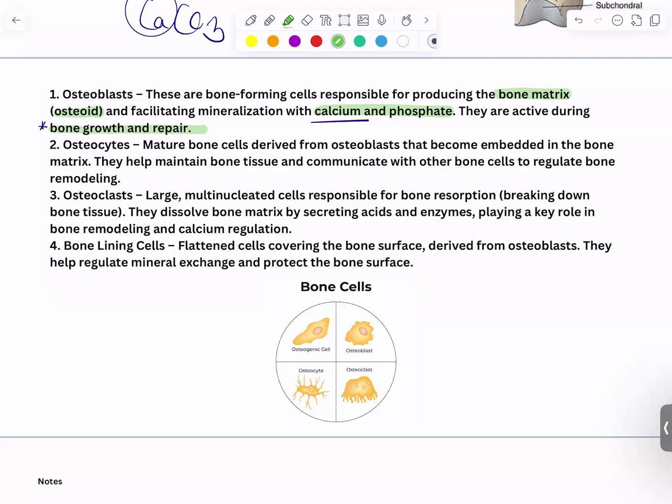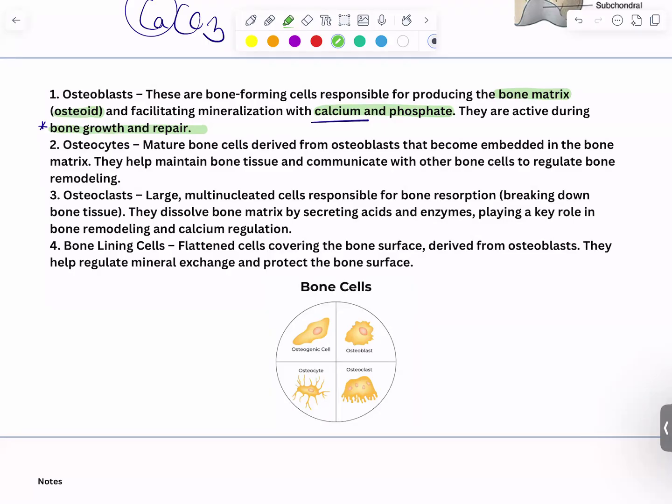For example, some people don't take enough calcium, so their body has to take calcium from the bones. Osteoclast is going to be responsible for that, and it's mainly for calcium regulation, especially in elderly people or people who don't have enough vitamin D, who haven't spent enough time under the sun, and other things.